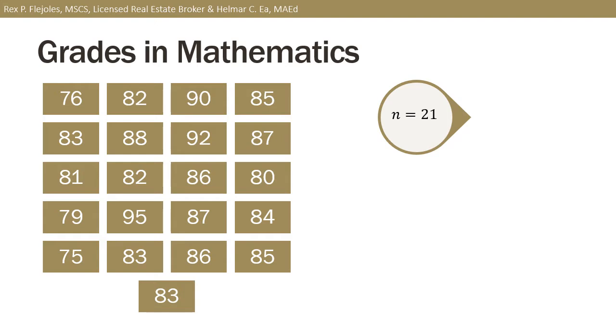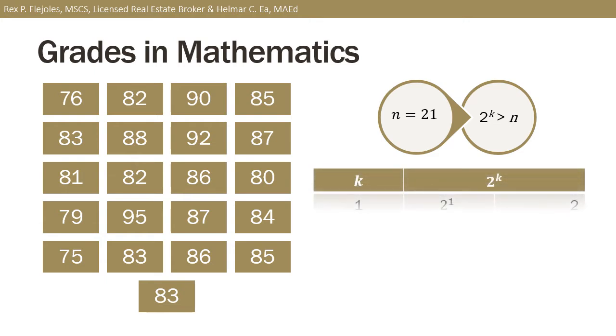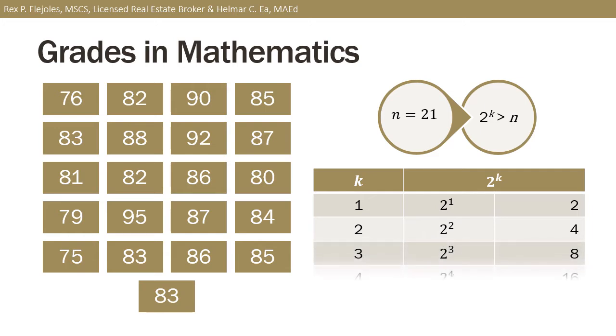Determine the smallest number, which we refer to as k, such that 2 raised to k is greater than n. If k is equal to 1, then 2 raised to 1 is 2. 2 is less than 21. If k is equal to 2, then 2 raised to 2 is 4. 4 is less than 21. If k is equal to 3, then 2 raised to 3 is 8. 8 is less than 21.